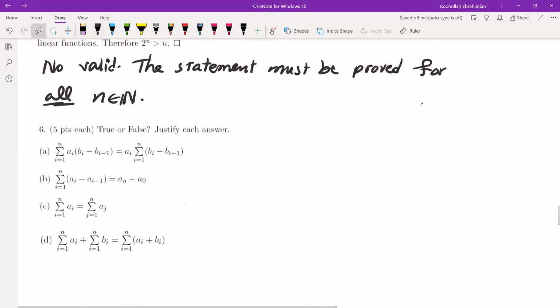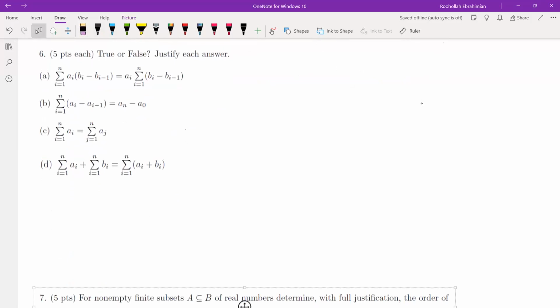Okay. Next one. Are these true or false? If you look at the first one, they basically factored a_i. This is not true because the right-hand side depends on i, which is a dummy variable. It doesn't even make sense. What is written on the right doesn't even make sense. So this is false.